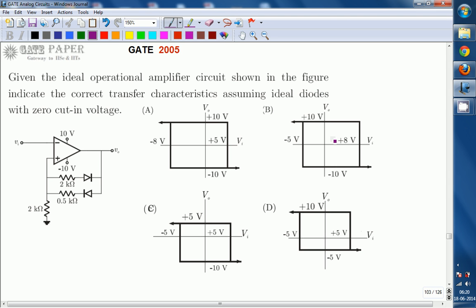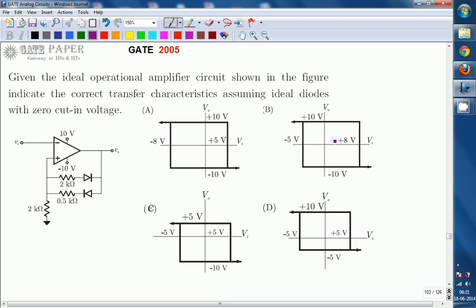Hello, we are discussing the GATE 2005 ECE paper, and this question is related to analog circuits. Look at the circuit diagram shown. Given the ideal operational amplifier circuit shown in the figure, indicate the correct transfer characteristics. Assume ideal diodes with zero cut-in voltage. What can be the transfer characteristics of the given op-amp circuit? The diodes are ideal with zero cut-in voltage.